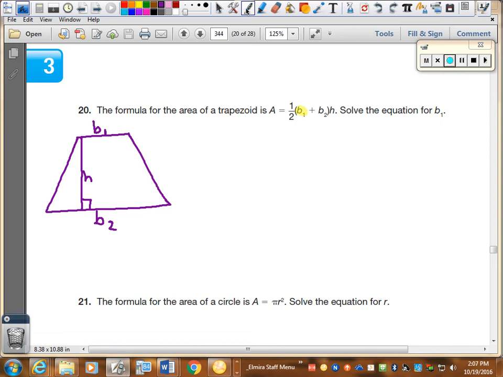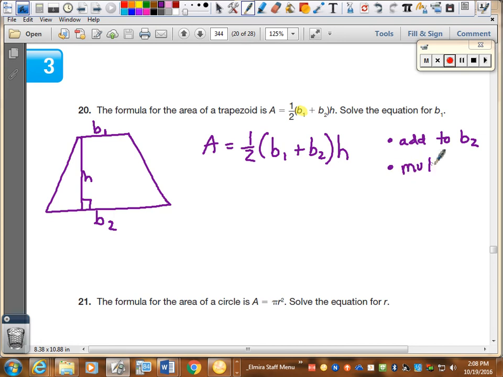Okay, so let's make a list. All right, we've got a equals 1/2 parenthesis b1 plus b2 times h. Let's make our list of what's happening to b1. Well, it's being added to b2, multiplied by h, and multiplied by 1/2.